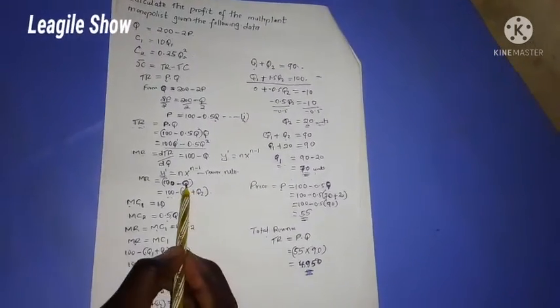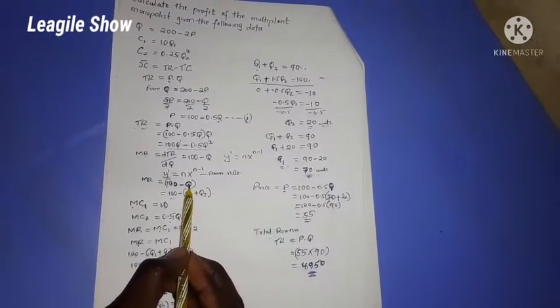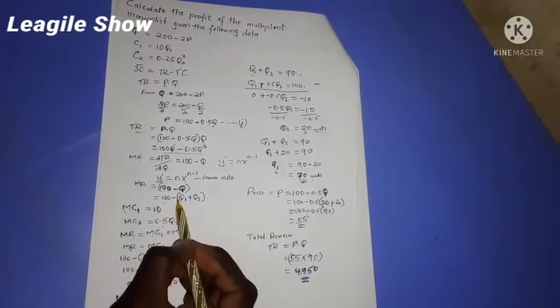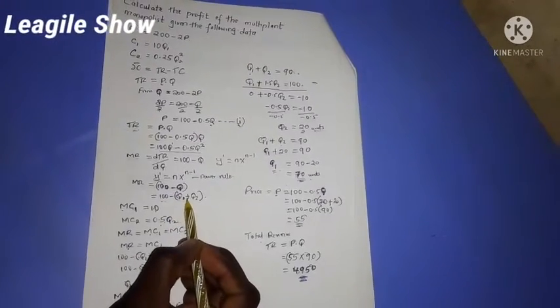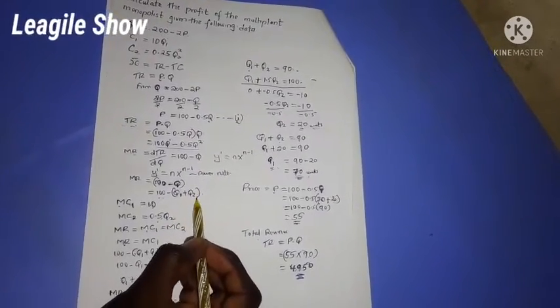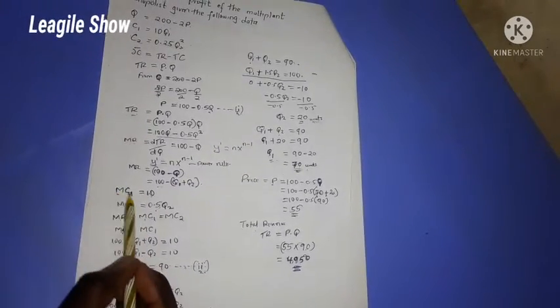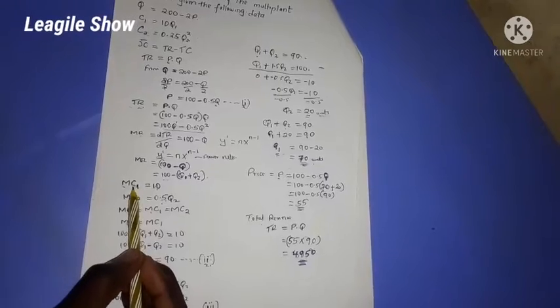But remember, this q represents the quantity for the two firms. So by separating it, we'll have 100 minus (q1 plus q2).